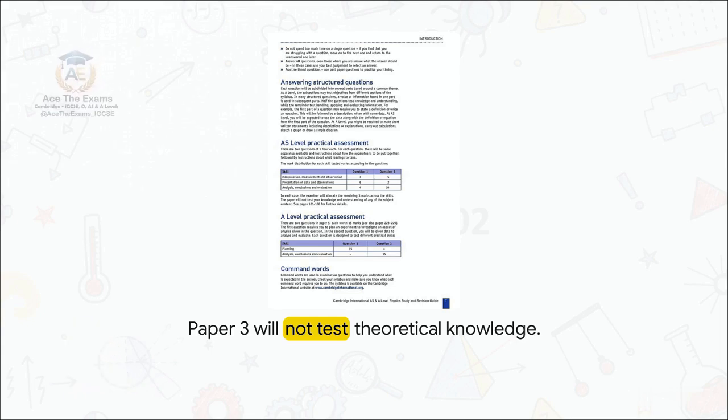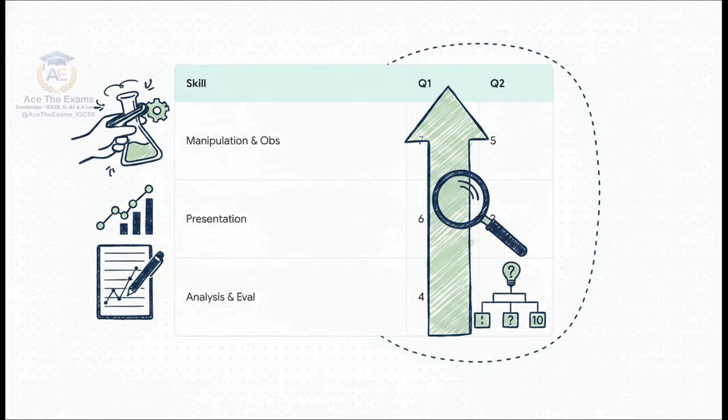Instead, it is strictly evaluating your raw ability to handle the physical apparatus and follow instructions to take readings over the course of 2 hours. And the mark distribution reveals exactly how to play this paper. Question 1 throws heavy points at manipulation and data presentation. But question 2? It flips the script. It's an absolute analysis heavyweight, dropping 10 solid marks just for analysis, conclusions, and evaluation. Knowing this tells you exactly where to channel your mental energy during the exam.